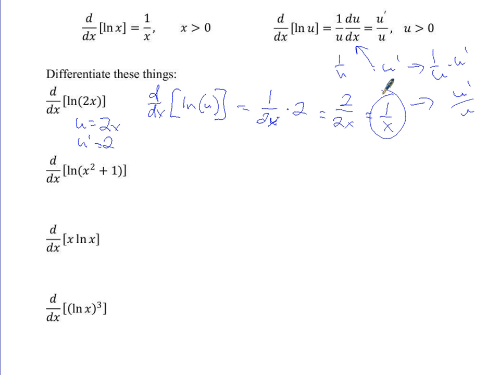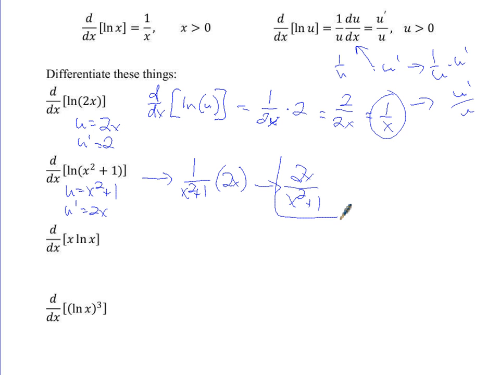U equals x squared plus 1. U prime is just 2x. And we do that. All right. We get 1 over, well, d over dx. So now I have the derivative of the natural log of u, which I probably don't need to write down. So 1 over x squared plus 1 times 2x dx. Okay, which is 2x over x squared plus 1. And that's it. That's the answer.